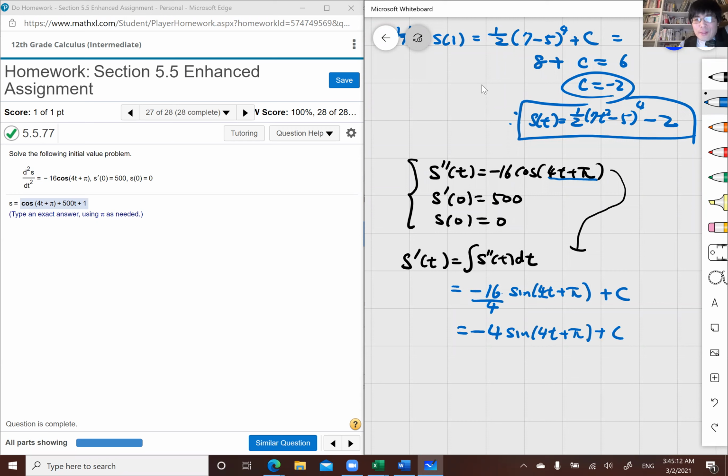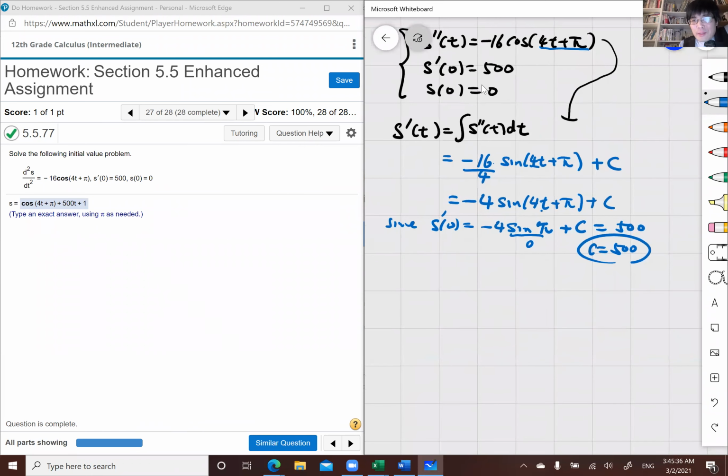So that's s'. Since s'(0) is 500, you plug in 0 here, you want to get sin(π) times -4 plus c. That is equal to 500. But because sin π is 0, that means c is 500. So that means s'(t) is -4 sin(4t + π) + 500.